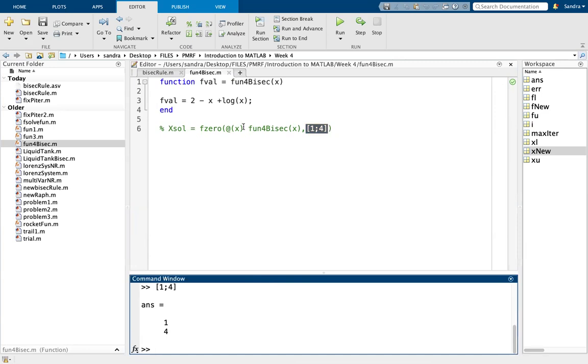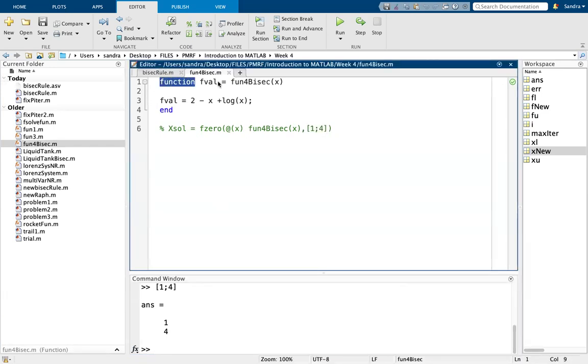Now, what does fun for bisect do? It looks like this. It's a function. You write the function keyword. It has an output, and fun for bisect is the name. It takes an input x. When it takes an input x, it calculates 2 minus x plus log x, and whatever value I get out of it is called fval. That is the output of this function. This is a nonlinear function evaluated at a point x.